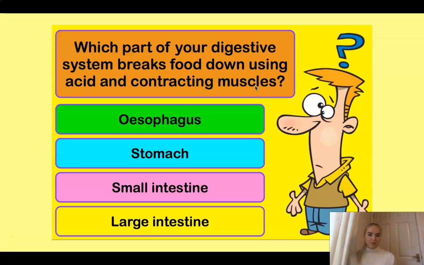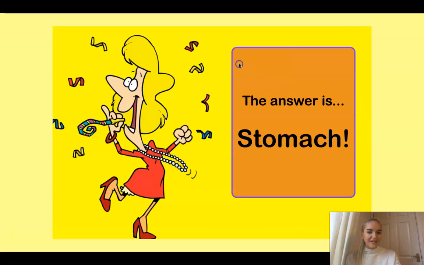The stomach, what does the stomach do? The stomach has food and it breaks it down. What about the small intestine and the large intestine? I'm going to give you a few seconds and I'm going to count you down. 3, 2, 1. Which is it? It is the stomach. Well done. So the stomach has lots of acids and contracting muscles that really mix and break down the food further.